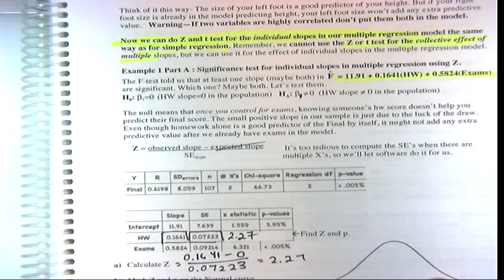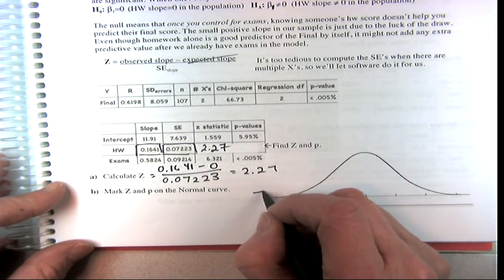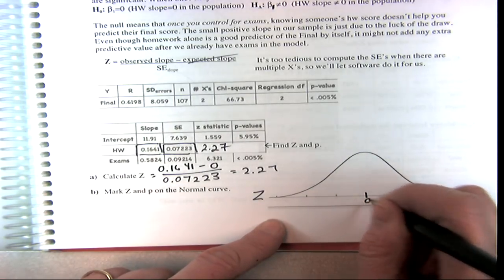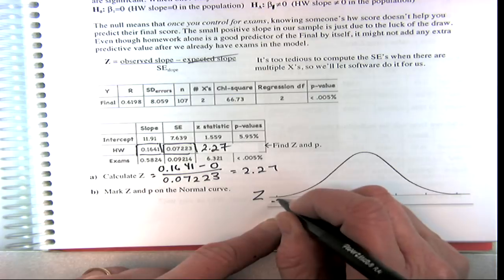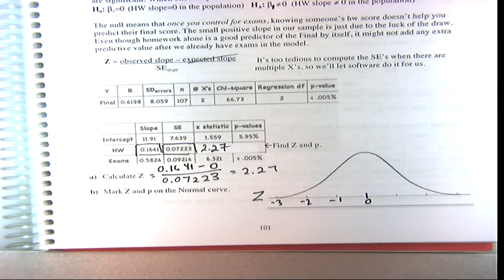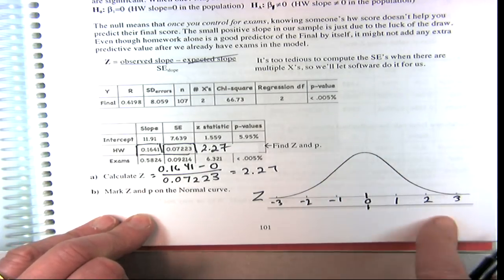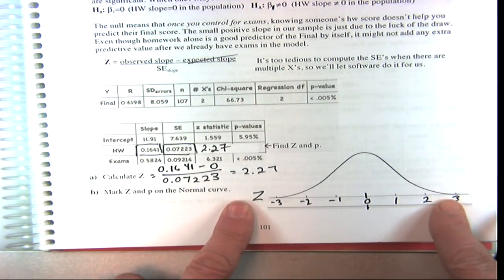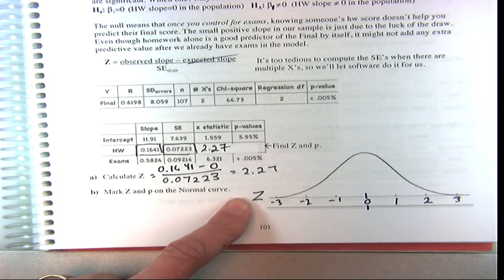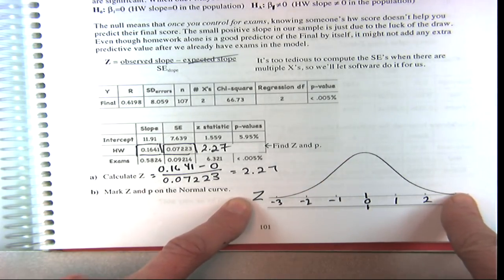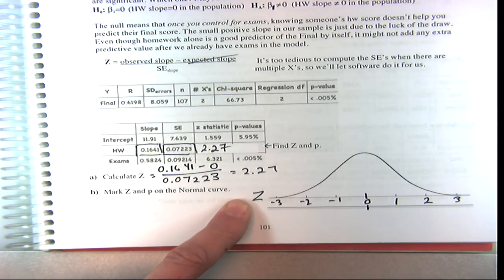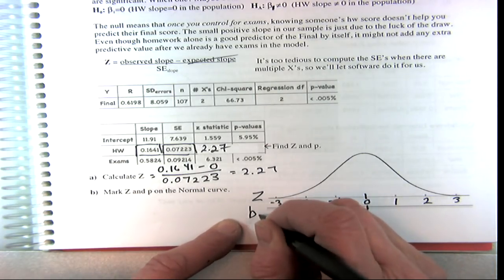Okay? So we want to mark it on the curve here. This is a normal curve. We'll mark it on here. This is our z-score right here. So that's 0, and we have -1, -2, -3, and 1, 2, and 3. And right under it, I'm going to put the axis for the sampling distribution of our sample slope when the null is true. That's what we're saying. It's following a normal curve when the null is true. We're assuming that because of the central limit theorem. We have a big enough sample size. And so this is our sample slope.